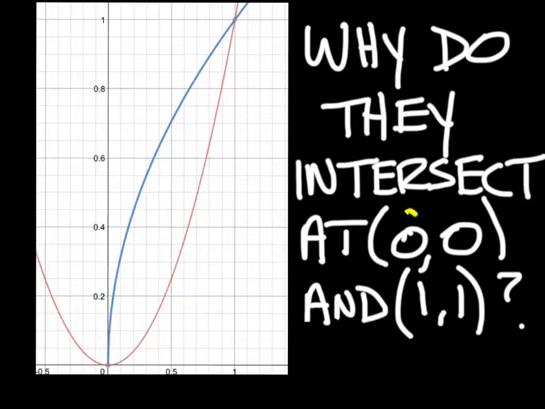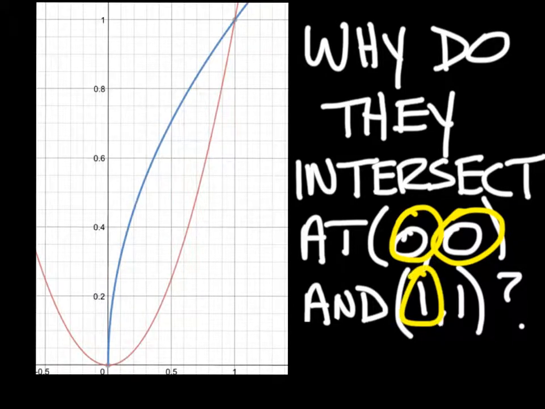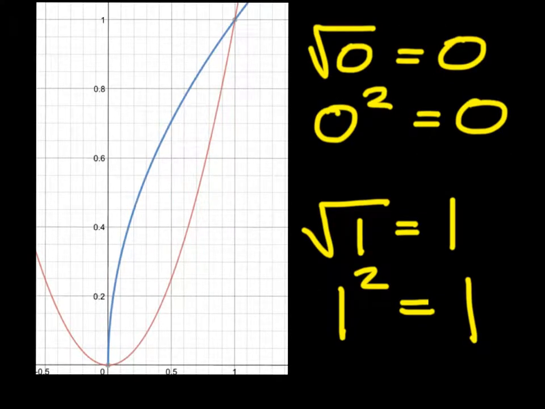If I put 0 in for x squared and I square 0, what do I get back? 0. If I put 0 in for the square root of x, what's the square root of 0? 0. So that's why they both share that same point, because it creates the same result in each case. If I put 1 in for x squared, what do I get back? 1. And if I put 1 in for the square root of x, I get back 1. So they create the same result. That's exactly what we just said there.